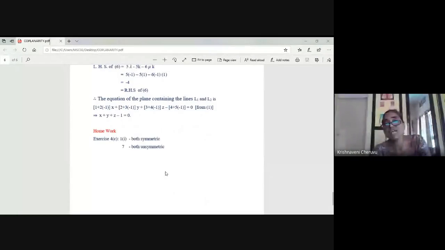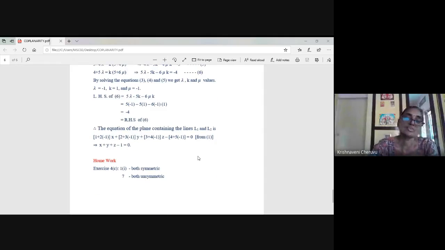Understood, girls? So today we covered the problems on coplanarity. One problem is where both the lines are symmetric. In another one, one of them is symmetric and the other is unsymmetric. The last one is where both are unsymmetric. So your homework is to do the problem with both symmetric, and one more problem with both unsymmetric. 2 problems only. Please scan them and submit in the Google Classroom. I will send you the assignment. Okay.